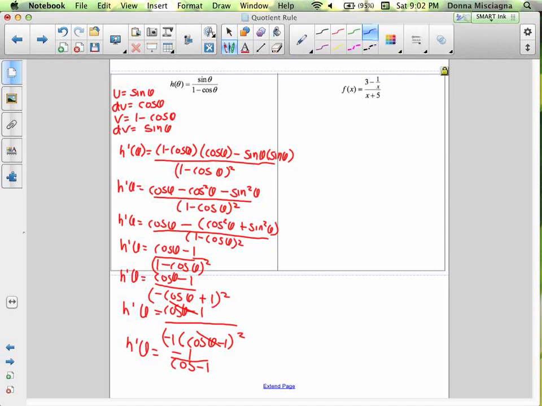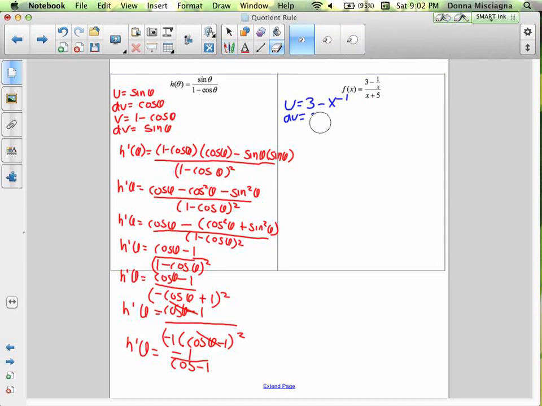All right, now one with no trig functions. Next one over here. U is 3 minus, let's rewrite that as 3 minus x to the negative 1. Right, so du would be 0, for the derivative of 3 would be 0. So that would just be negative 1 times a negative 1, that would be a plus, so plus x to the negative 2. V is x plus 5, dv is 1.